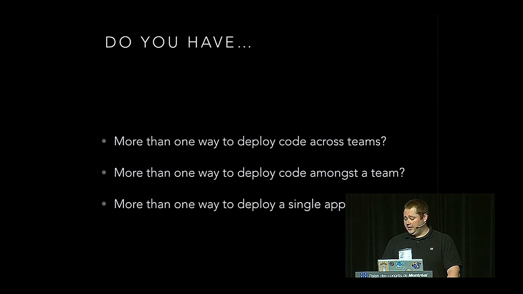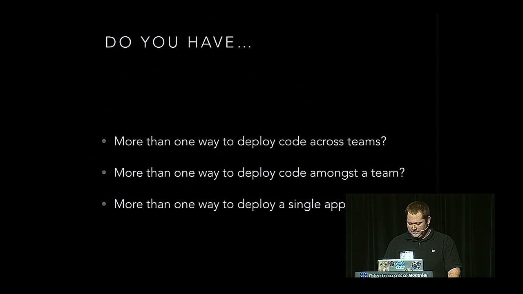So ask yourself, do you have more than one way to deploy code across your teams and your organization? If so, that's not so bad. I mean, that kind of gives teams a certain degree of autonomy, but if they have more than one way to deploy code amongst the team, that's kind of a red flag. Perhaps there's legacy deployment stuff there that they never updated or kind of convalesced into the current deployment pipeline, or maybe somebody thought they were clever.